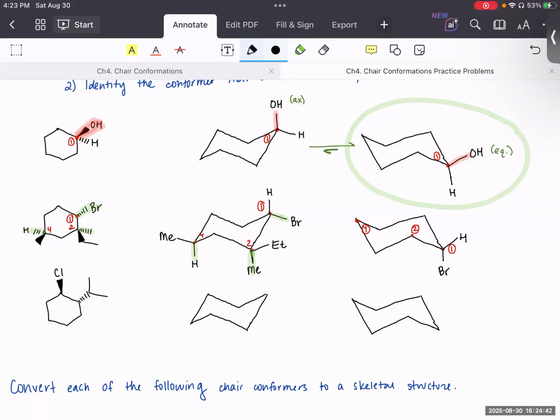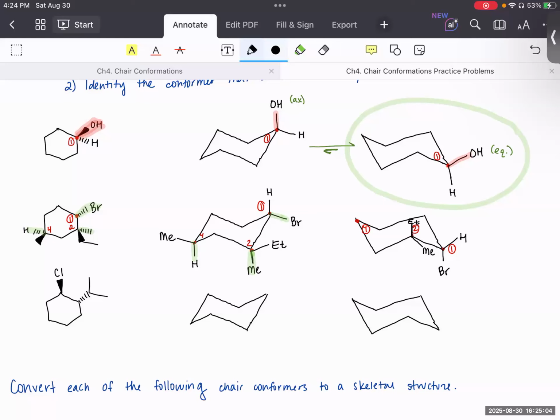All right, next for carbon 2, we can draw the methyl and the ethyl. So here we're going to have these two bonds here. And so we would want that methyl group to be pointed down. So that's going to go from the axial to the equatorial position. And then the ethyl group will be pointed up.